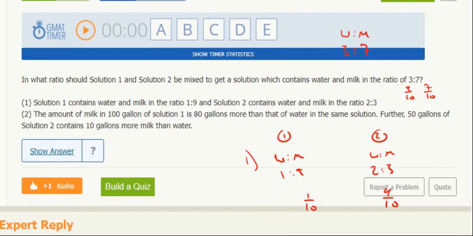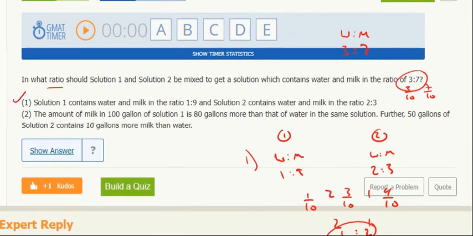Okay, and we want it to be, from the stem, 3/10 water. So this tells us this has to be 1/10. There's a 2/10 away, and this has to be 1/10 away. So that's a 2 to 1. Flip it, 1 to 2. That's the ratio we need to mix it in. So that's sufficient.